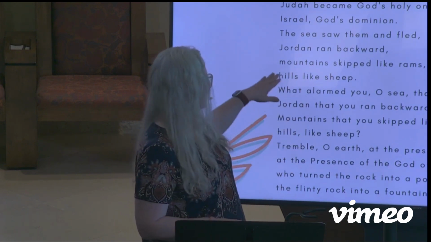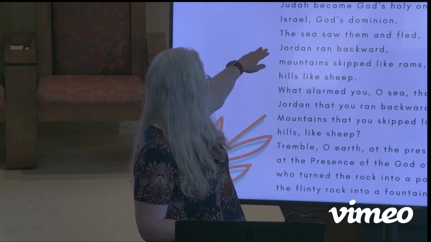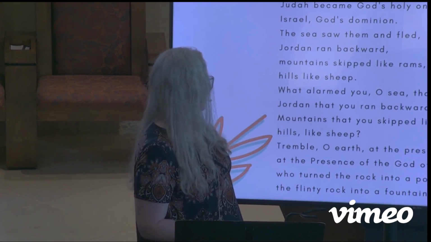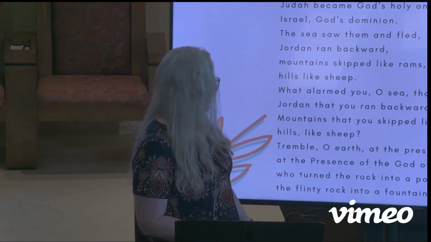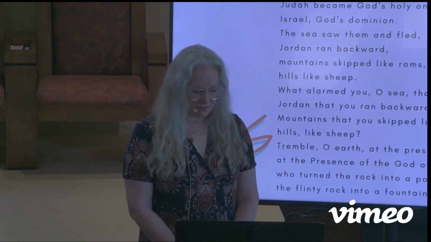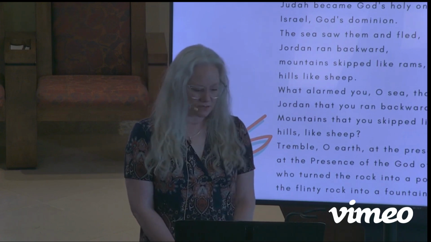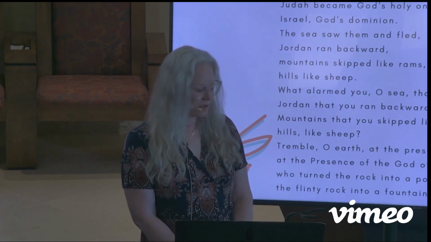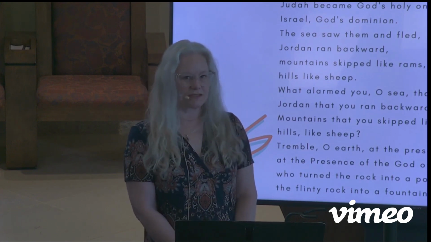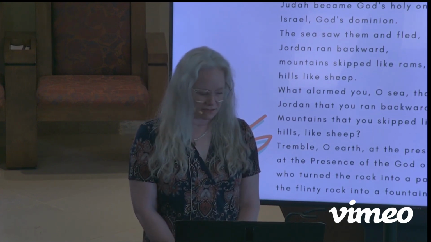So this psalm is celebrating the Jordan running backward, the mountains skipping like rams, the hills like sheep. And so this is a celebration of things that went right and was possibly written in a time of uncertainty to recall the things that have gone right and the things that can go right in the future.